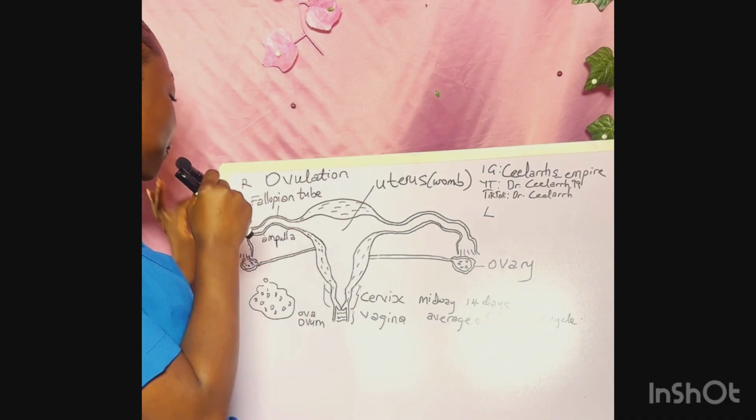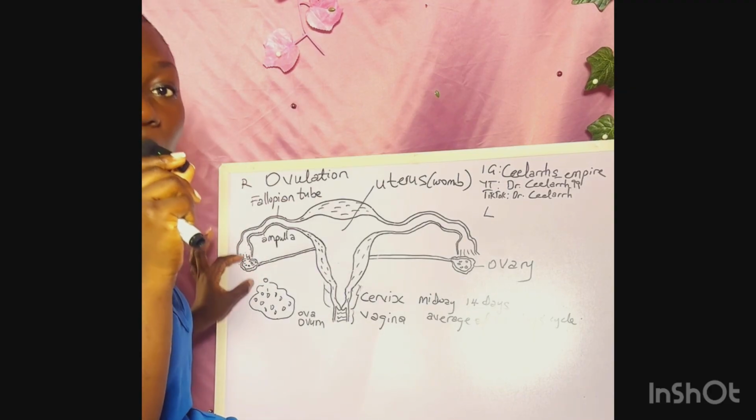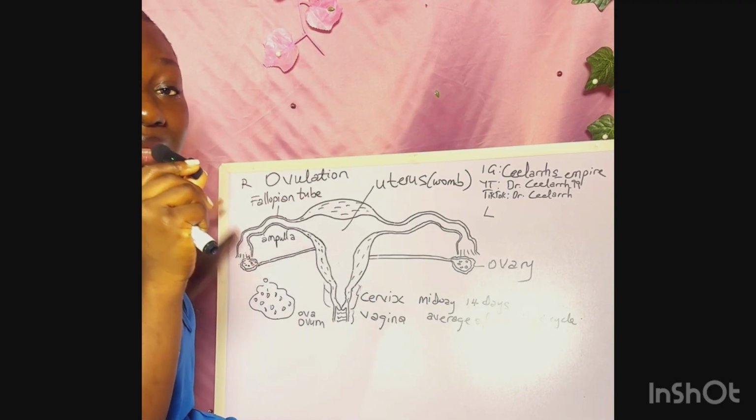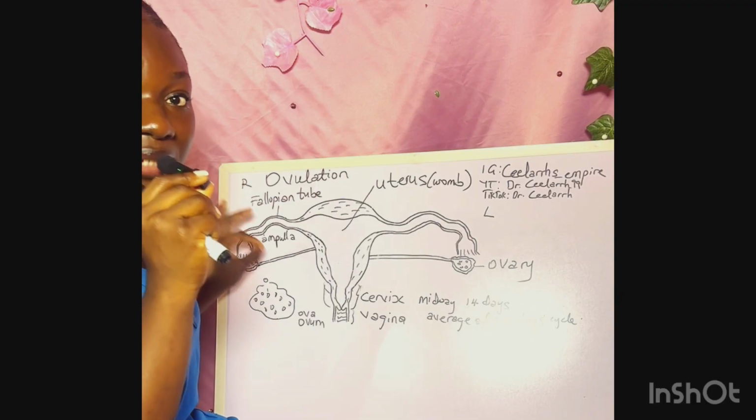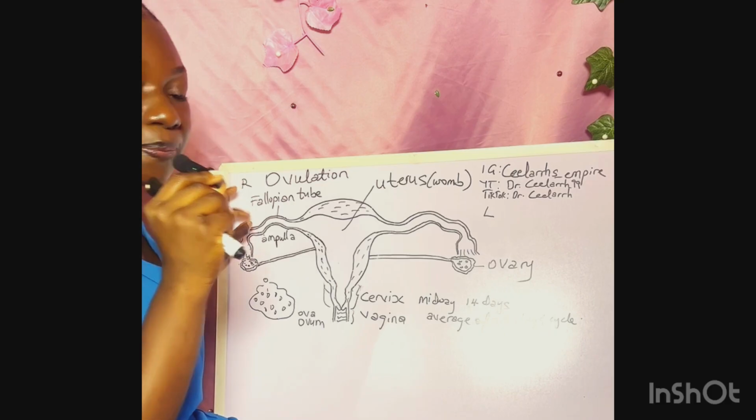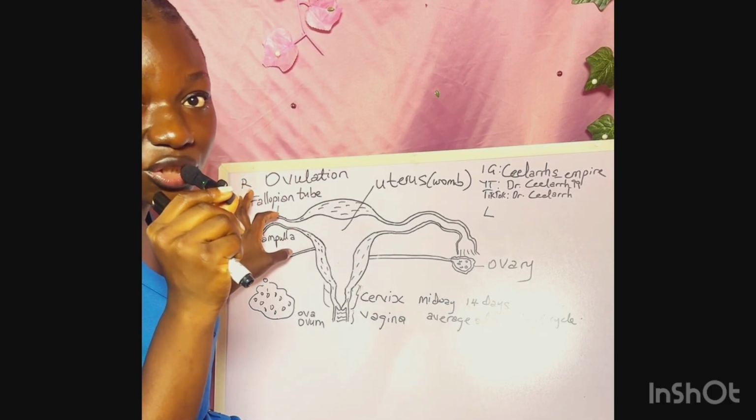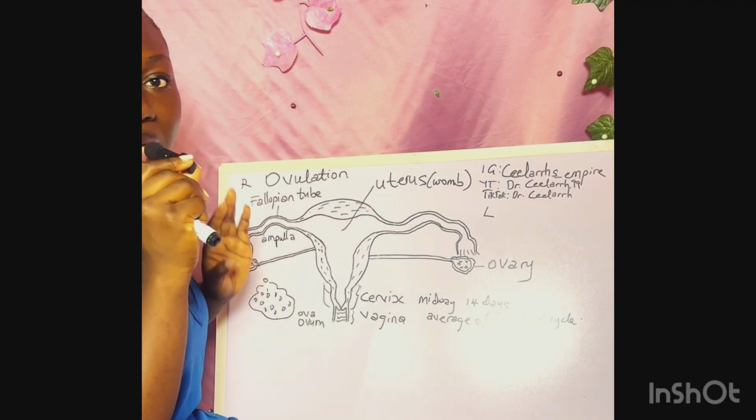So in summary, ovulation is the release of an egg from the ovary at the right time in that menstrual cycle, and the egg can last in the woman's body for about 12 to 24 hours if there is no fertilization. After that the body absorbs it.